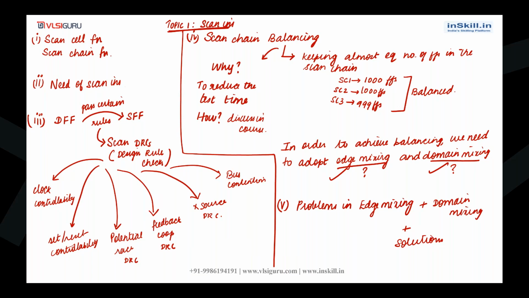We will then cover the need for scan insertion. As I told you, we will once again revisit that counter example, and we will try to understand how the DFT team is able to tell that the counter is failing at approximately 100 clock pulses. We will show you that. So that is the need for scan insertion.